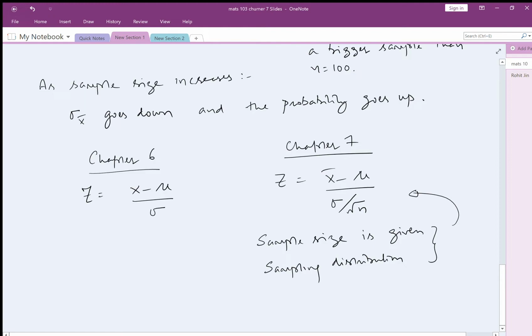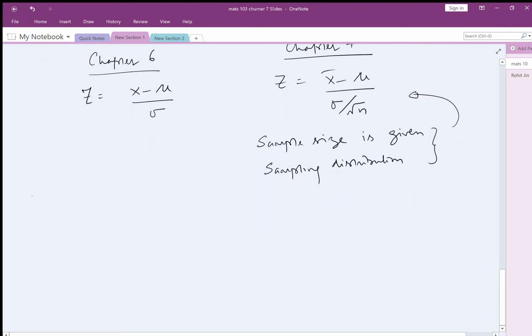Okay, question number 33 is saying, assume that the population proportion is 0.55. So small p is 0.55. Compute the standard error of the proportion, sigma p bar, for sample sizes of 100, 200, 500, 1000. What can you say about the size of the standard error of the proportion as the sample size is increased?